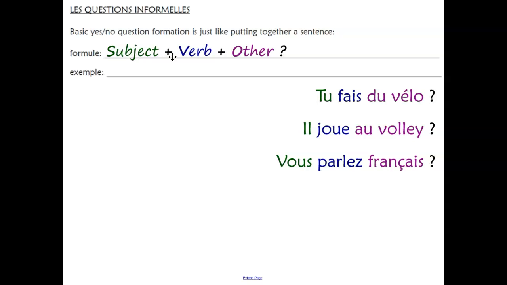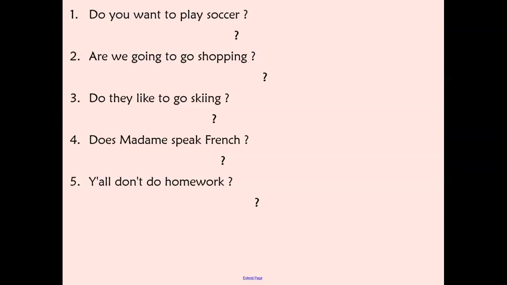So all of these are assembled with these 3 different parts. Tu, il, and vous are subjects. Fait, joue, and parler are verbs. Du vélo, au volley, and français are the other part of this. So like I said, either pick one question that you're going to write as your example, or if you want to write 2 or even all 3 of them down, so you have a couple different examples, this is how we do a basic yes-no question. So we're going to start today with some basic yes-no questions. And I've put together 5 simple questions that I think you should be able to assemble in French.